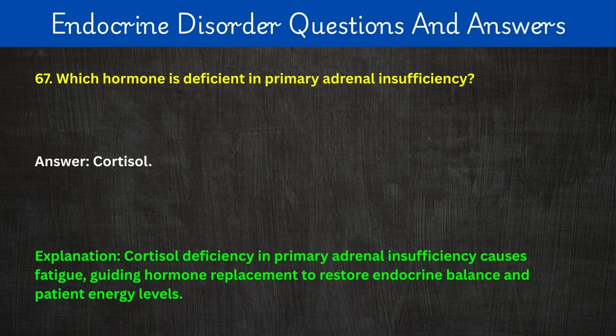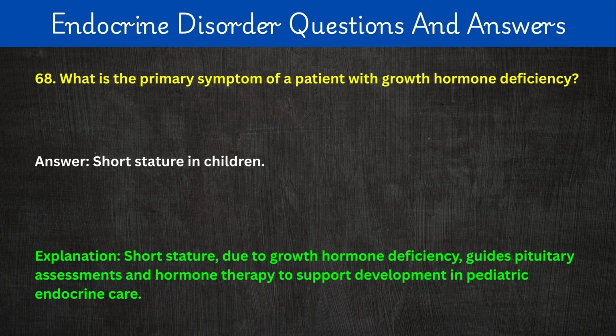67. Which hormone is deficient in primary adrenal insufficiency? Answer: cortisol. Explanation: cortisol deficiency in primary adrenal insufficiency causes fatigue, guiding hormone replacement to restore endocrine balance and patient energy levels.